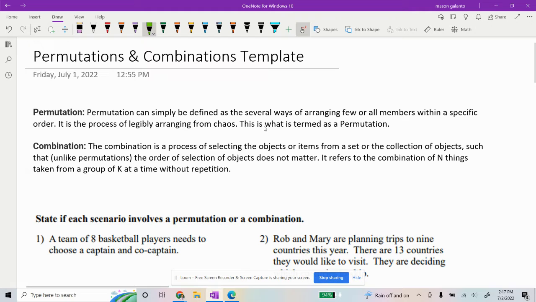So the easiest way I like to think about permutations versus combinations is that with permutations, order matters. We have to have specificity. Whereas with combinations, we are thinking about groups of things.